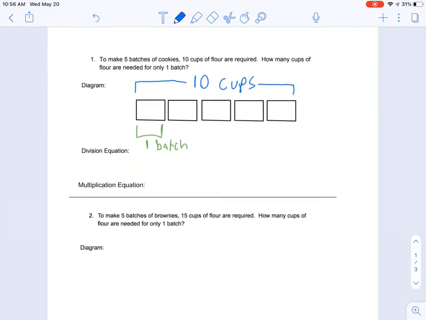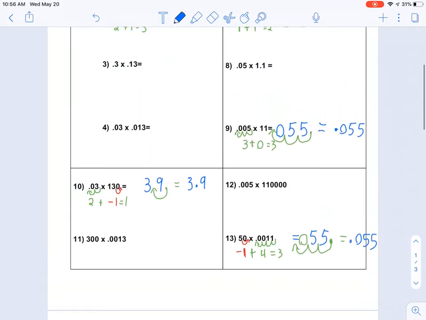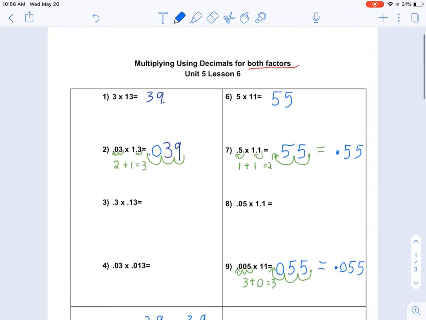In this assignment, you're going to have a few review problems from the previous unit, but that's okay. It's always good to make sure we're jogging our memory for previous information learned.